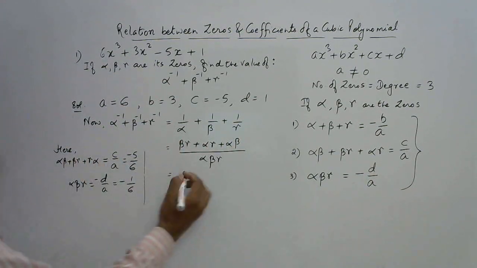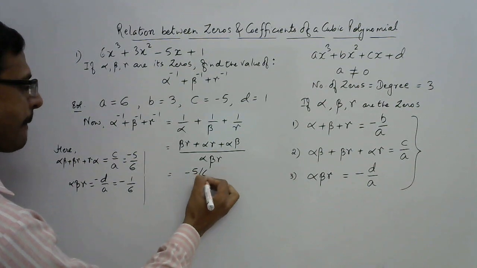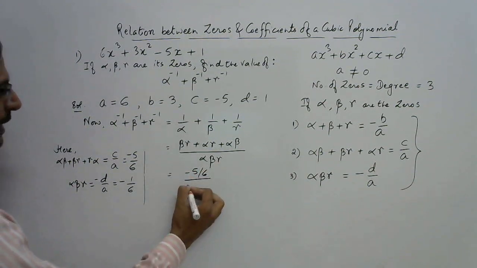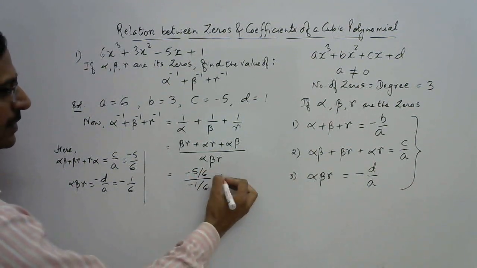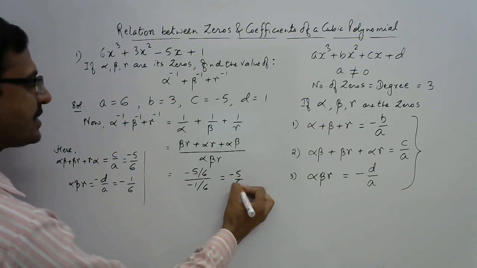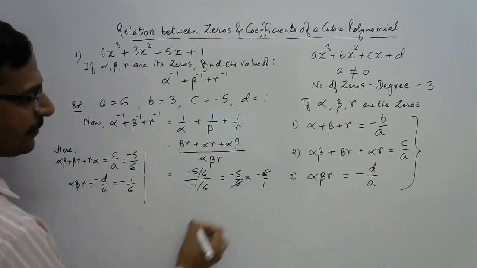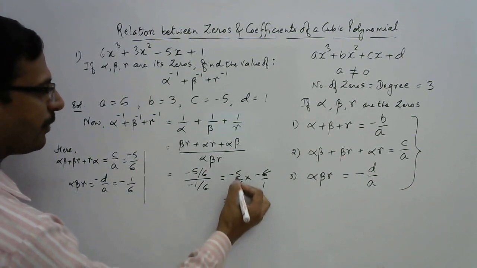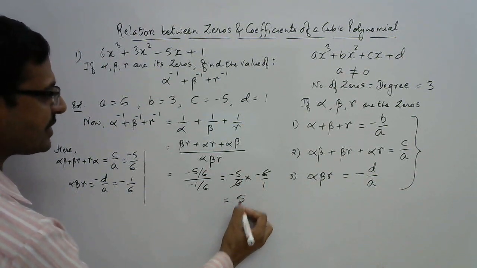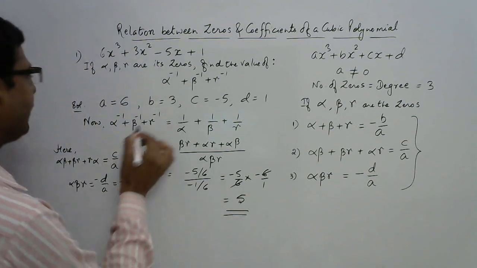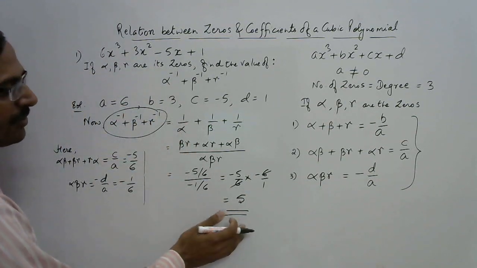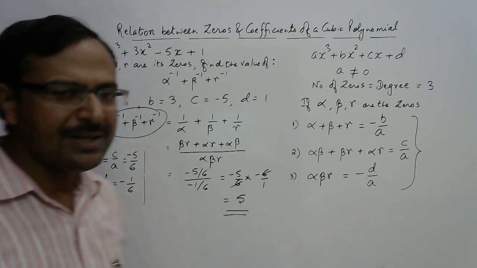Numerator, the value is minus 5 by 6, and denominator, the value is minus 1 by 6. This comes out to be minus 5 by 6 into minus 6 by 1. So 6 gets cancelled, thereby giving you the answer. Minus minus is plus, so you have the answer 5. So the value of this expression is 5. A very easy question.